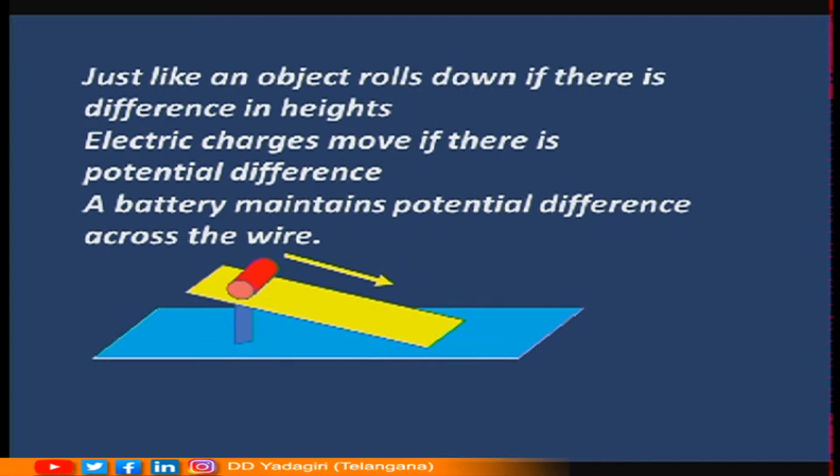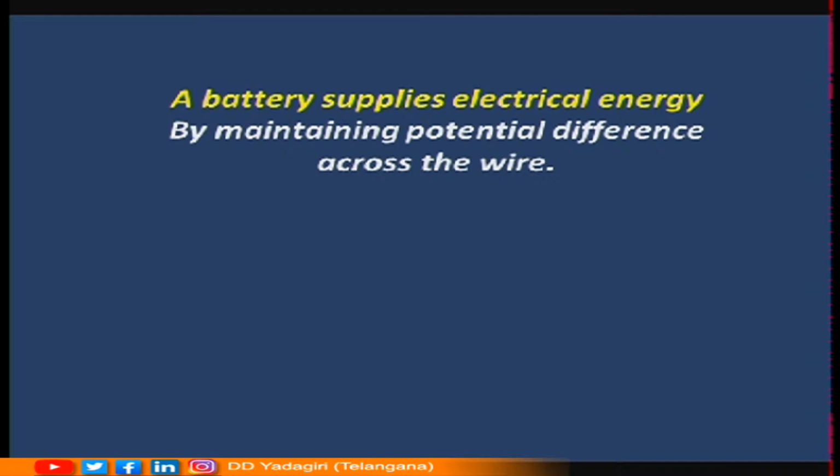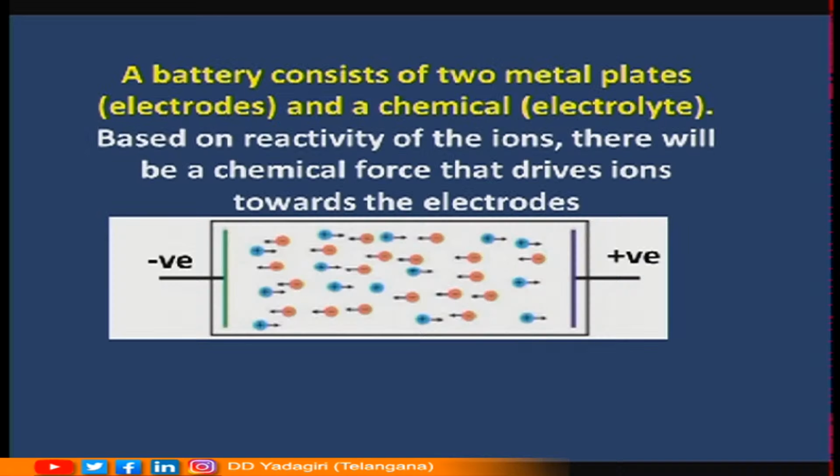Just like an object rolls down if there is difference in heights, electric charges move only if there is potential difference. A battery supplies electrical energy by maintaining constant potential difference across the wire. With the help of an electrolyte, a battery can maintain a constant potential difference.